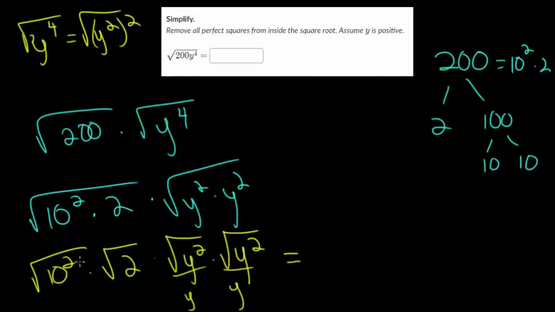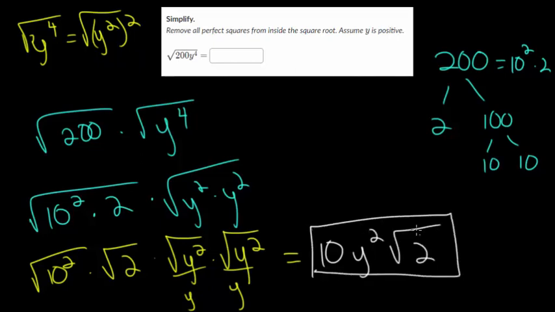So root of 10 squared, the square root and the square cancel, you just get 10. Or really, this is the square root of 100, which is 10. And then you get your y times y on the outside, which is y squared. And then root 2 has to be left on the inside, since 2 is not a perfect square, so we can't take it out. So that's what we'd put in our box here. We'd have 10 y squared times the square root of 2.